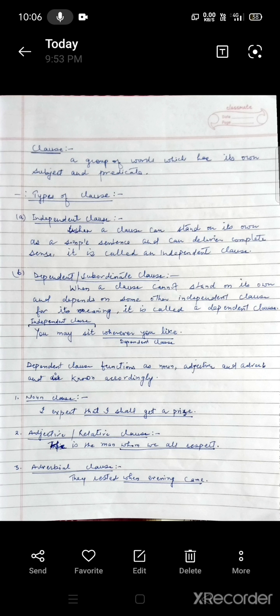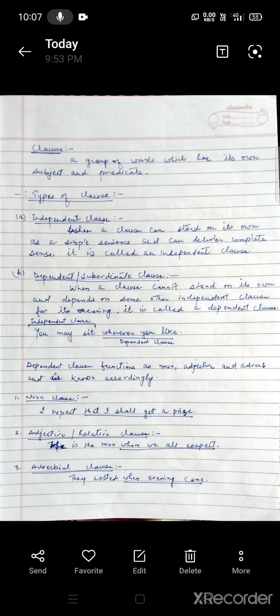First, there is a sentence: I expect that I shall get a prize. So I have a complex sentence. In this sentence, the clause that begins with "that", that I shall get a prize, is a dependent clause. In this sentence, this dependent clause functions as an object to the verb expect, and accordingly it plays the role of a noun. So we can say that "that I shall get a prize" is a noun clause. Okay, got it?